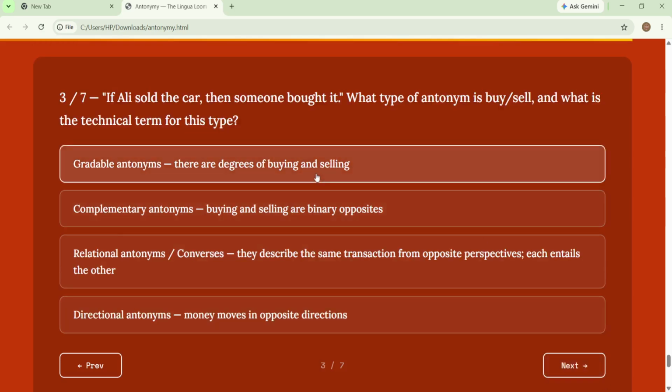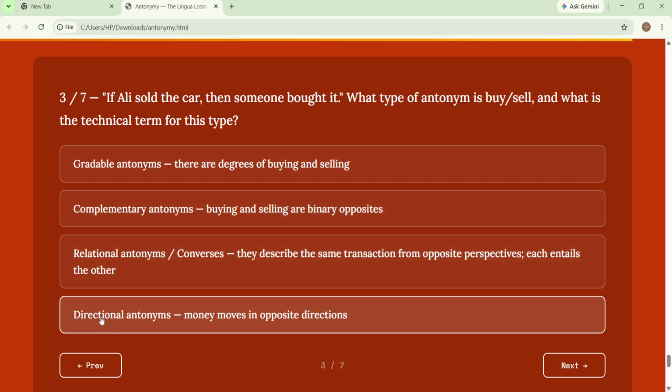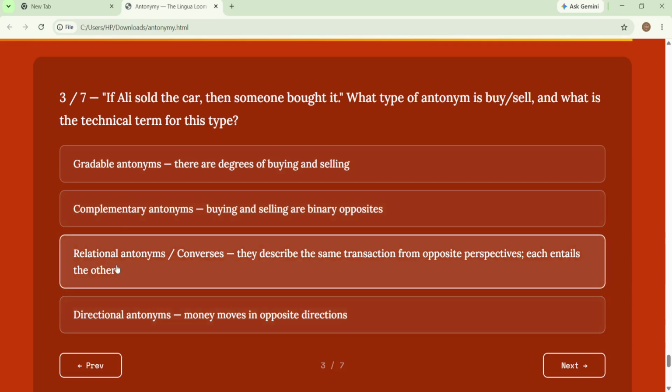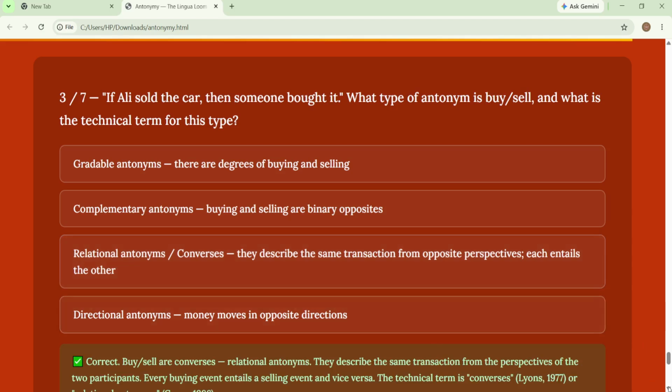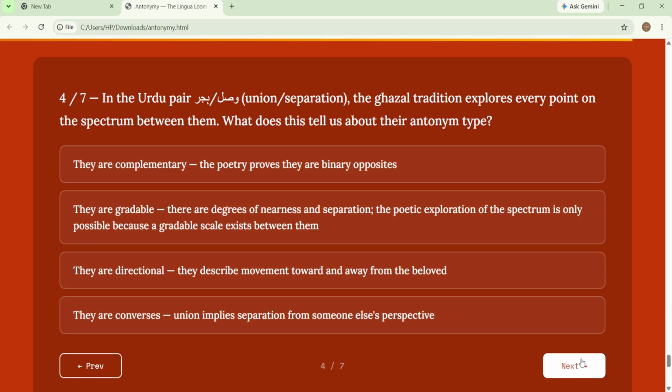Then: if Wally sold the car, then someone bought it. What type of antonym is buy, sell? And what is the technical term for this type? Gradable? You cannot say very buy or slightly buy. Complementary? Buying and selling are not binary opposites. Directional? Not movement in opposite directions. Relational: they describe the same transaction from opposite perspectives. So this is a relation. If someone is buying, the other must be selling.